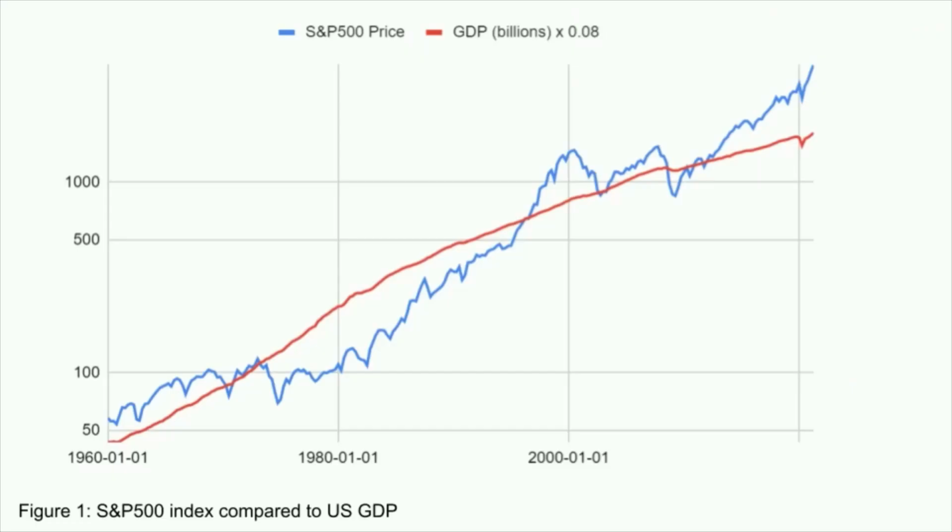What you see on this slide is a comparison of the S&P 500 index against US GDP. I multiplied GDP by 0.08 because that was the value that minimized the squared differences between the S&P index and the GDP curve. What you can see is a fairly good correspondence, though there are some large deviations, notably in the late 1970s to early 1980s, in 2000, and again now.